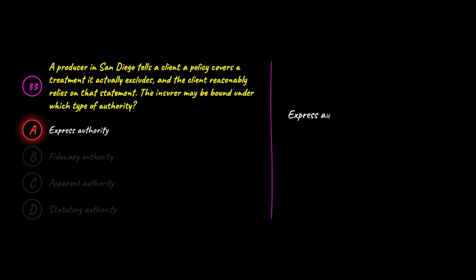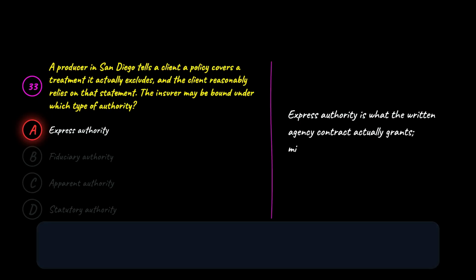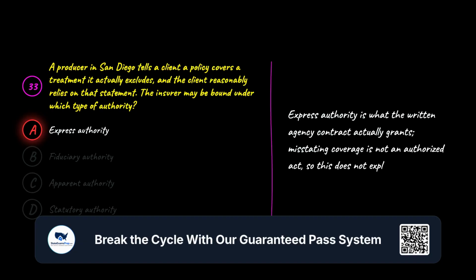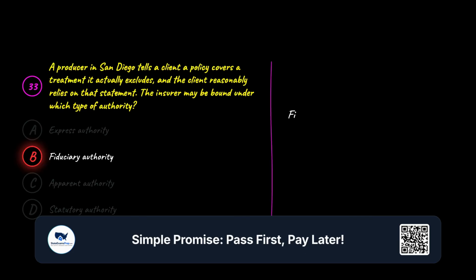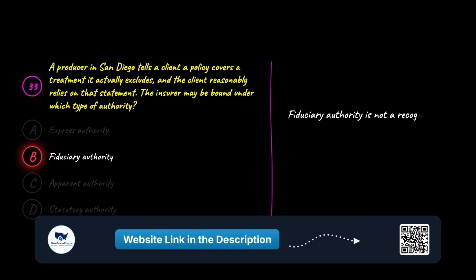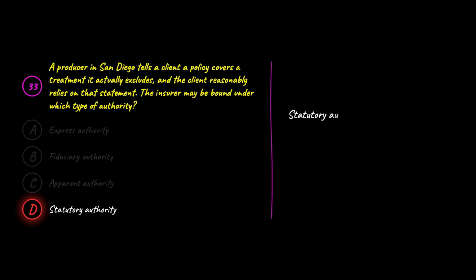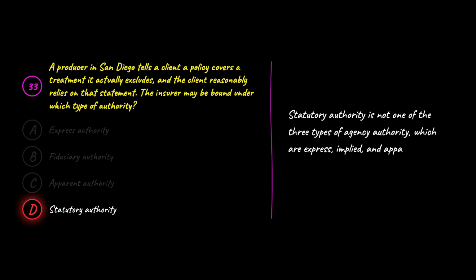A is wrong because express authority is what the written agency contract actually grants. Misstating coverage is not an authorized act, so this does not explain the binding. B is wrong because fiduciary authority is not a recognized type of agency authority. The relevant categories are express, implied, and apparent authority. D is wrong because statutory authority is not one of the three types of agency authority, which are express, implied, and apparent, so it does not fit the scenario.